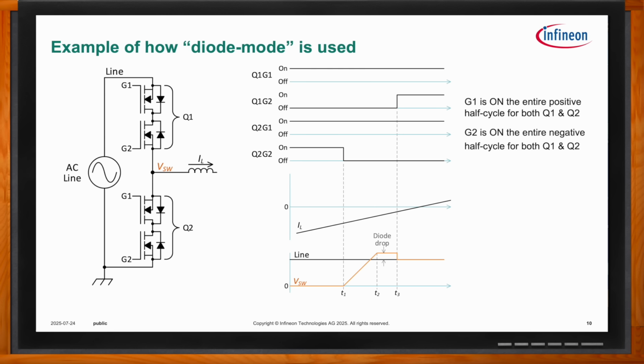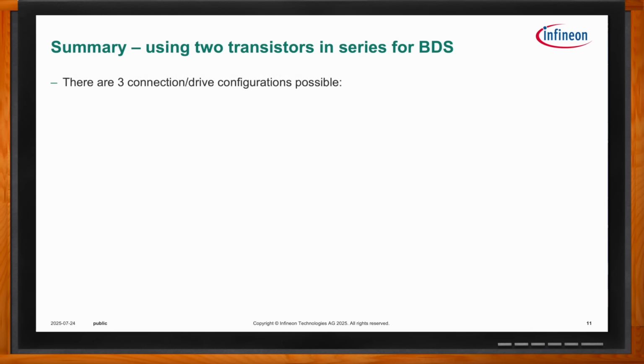And so far, we've been looking at the two transistor version of making a BDS. What about GaN? Is it the same story, or do we need to use two GaN transistors in series to make a bidirectional switch? I think I mentioned at the beginning that, yeah, we can do this in one transistor. We can also do it with two, but let me wrap up the two transistor approach, and then I'll show you how we do it with one. So what we've just talked about was the three connection and drive configurations possible using two transistors.